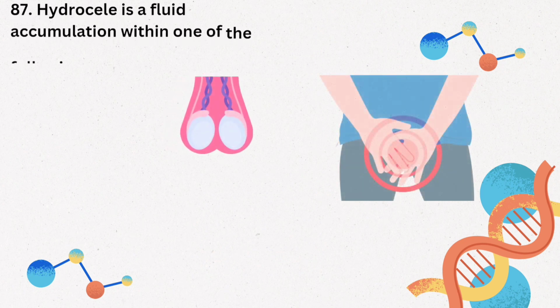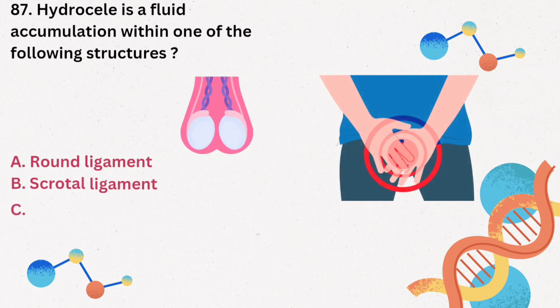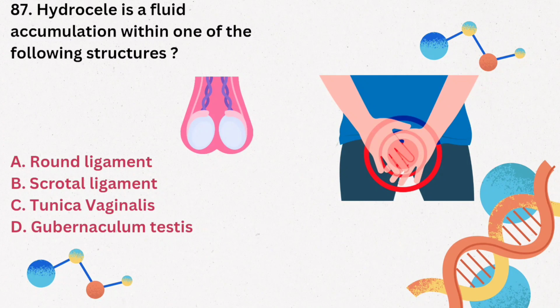Hydrocele is a fluid accumulation within one of the following structures. A. Round ligament. B. Scrotal ligament. C. Tunica vaginalis. D. Gubernaculum testis. Option C is the right answer.